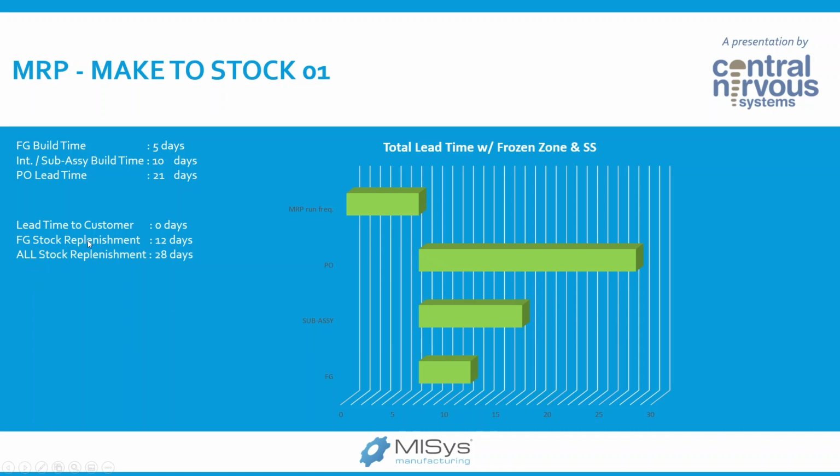So my finished good stock replenishment will be my frozen zone or my MRP run frequency if it is weekly. And in the worst case scenario, let's call that 7 days, and then my 5 days here for finished good build time. So within 12 days, in a worst case scenario, I'm able to replenish my finished good stock.